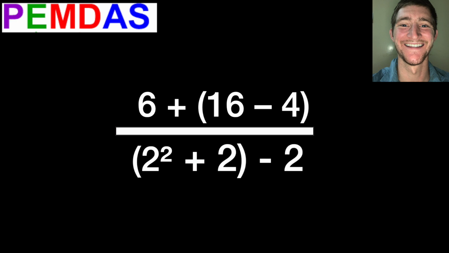So next we're going to do PEMDAS within a fraction. So our numerator has 6 plus open parentheses 16 minus 4 close parentheses all over our denominator, which is open parentheses 2 squared plus 2 close parentheses minus 2. So what do you think we do first? Go ahead and try this on your own, pause the video, and we'll come back and solve it together.